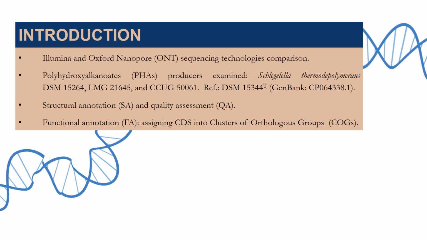The study compares Illumina and Oxford Nanopore sequencing technologies. For the comparison, we examined thermophilic producers of polyhydroxyalkanoates, degradable bioplastics. For the reference, we used a previously assembled type strain. Particularly, we accomplished structural annotation and quality assessment, as well as functional annotation in the form of assigning coding sequences into clusters of orthologous groups.